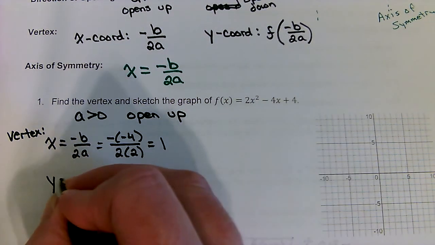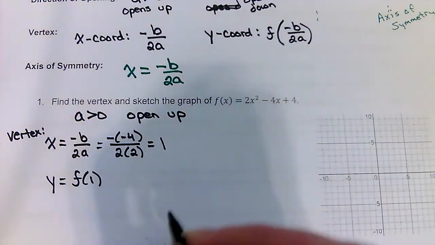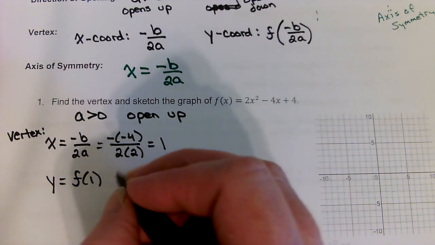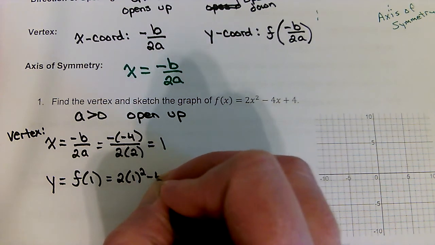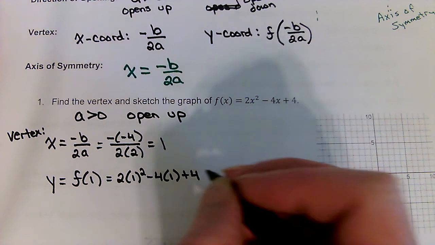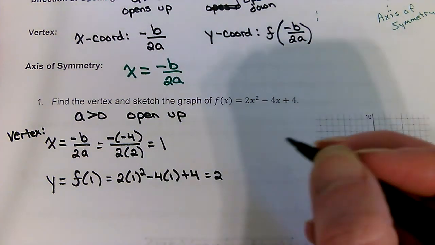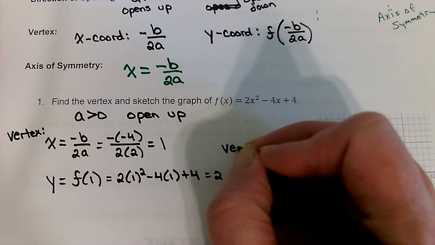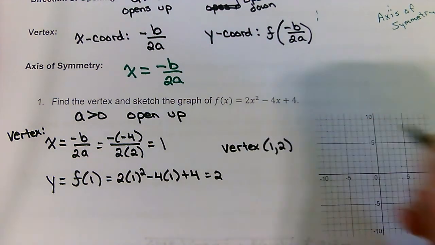Now to find the y value, that's just going to be f of 1. In other words, I'm just going to plug 1 into my function up here. So 2 times 1 squared minus 4 times 1 plus 4. And you're welcome to use a calculator to evaluate this, but it gives me a 2. So my vertex is at 1, 2.